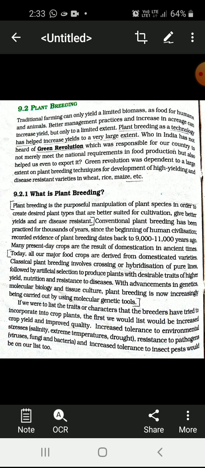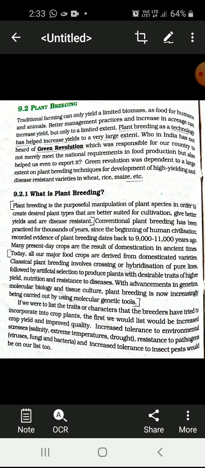Green revolution was dependent to a large extent on plant breeding techniques for the development of high yielding and disease resistant varieties in wheat, rice and maize. Plant breeding is the purposeful manipulation of plant species in order to create desired plant types that are better suited for cultivation, give better yields, and are disease resistant.